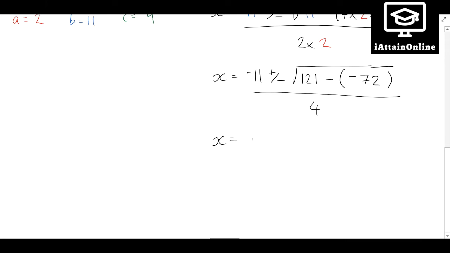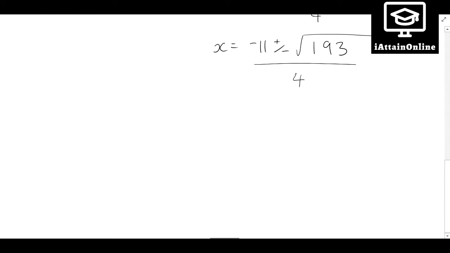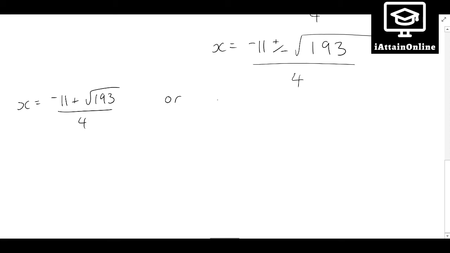So one last line before we use our calculator. Plus or minus the square root of 121. Here it is again, we are taking away a negative. So 121 add 72 gives you 193. All divided by 4. So our two solutions are going to be negative 11 plus the square root of 193 over 4. Or we're going to have x equals negative 11 minus the square root of 193 all over 4.